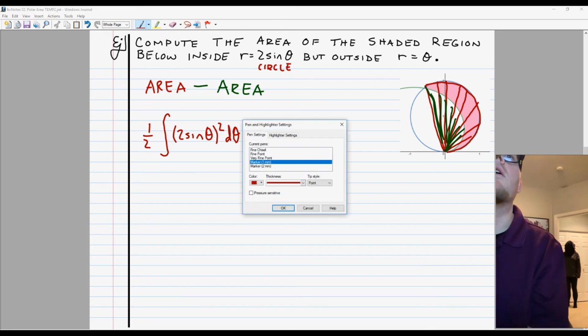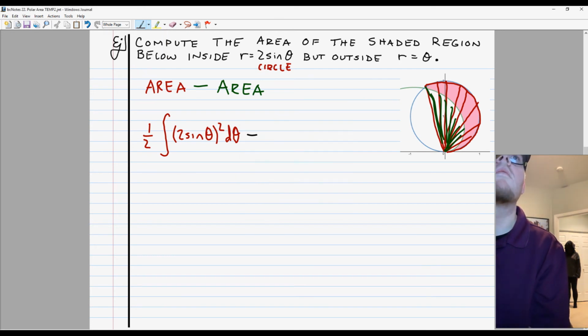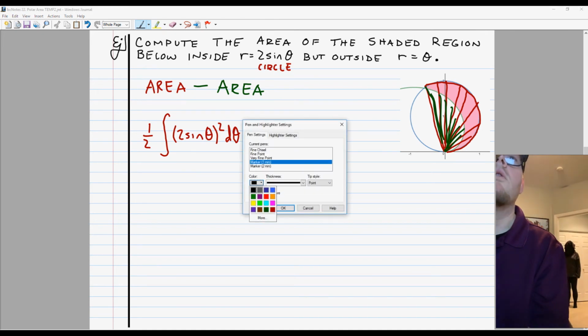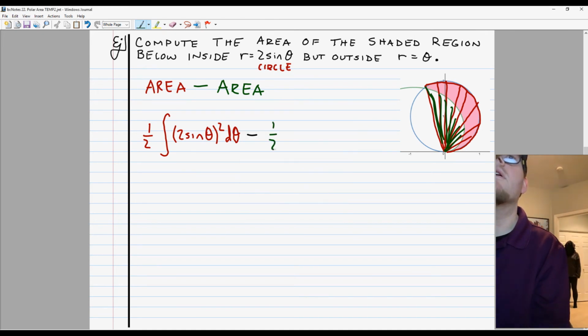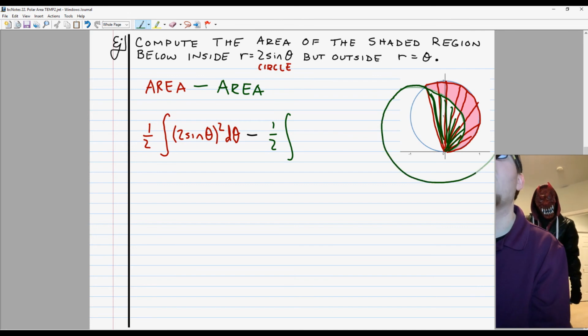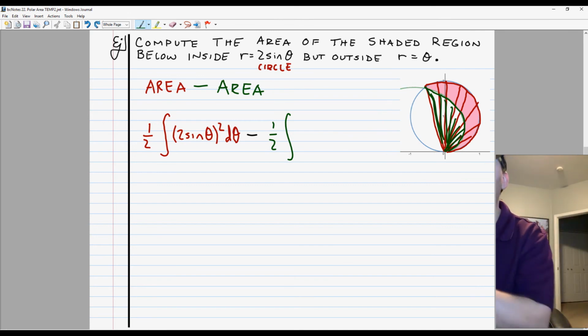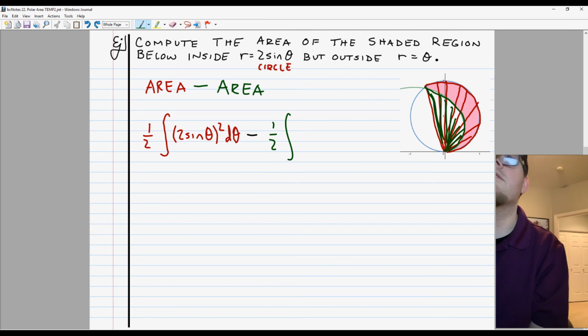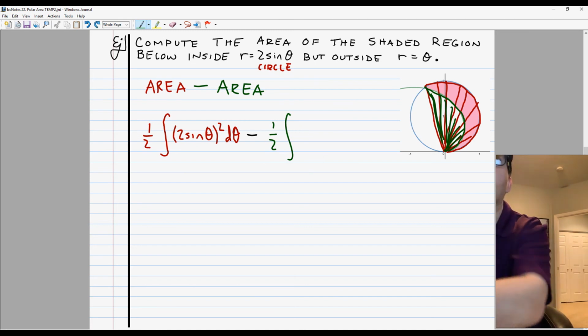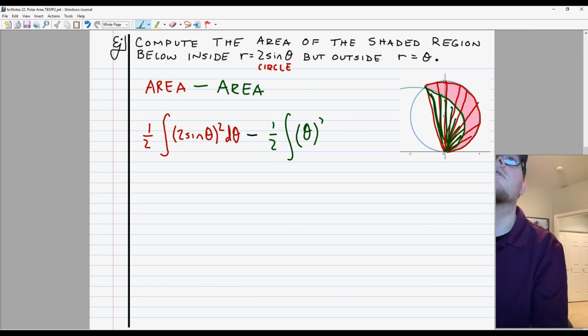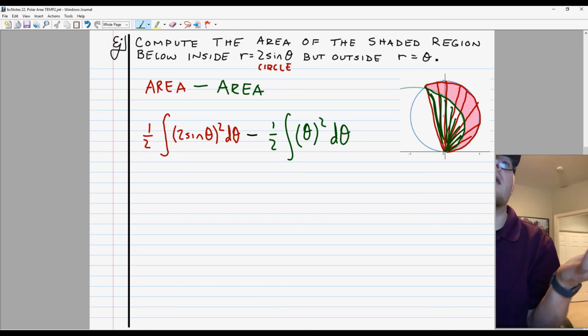And then second, I'm going to subtract from that the green part, which is going to be 1/2 the integral of the other part, which would be the spiral. I'm guessing that this graph is going to spiral around like that over and over again, like the way my nerves are spiraling out of control this entire night, just kind of all creeped out. So this is going to be 1/2 the integral of theta squared d theta. And then that will cover everything that we actually need. We should be in good shape then.